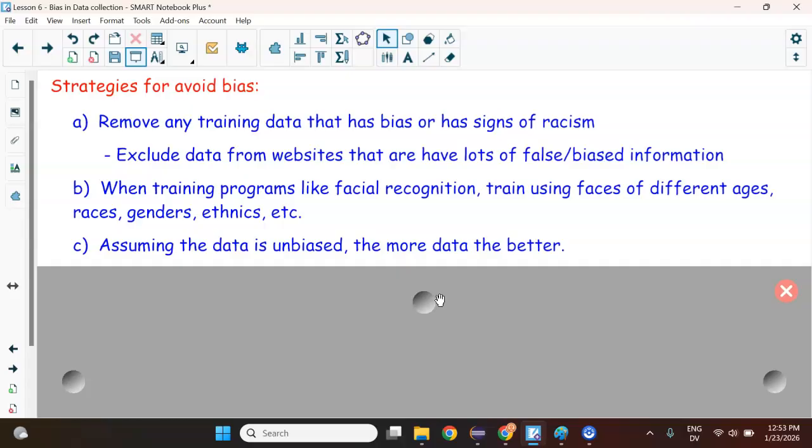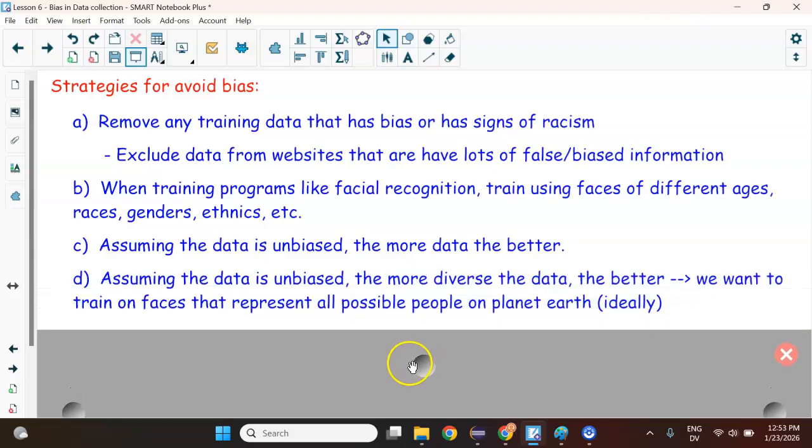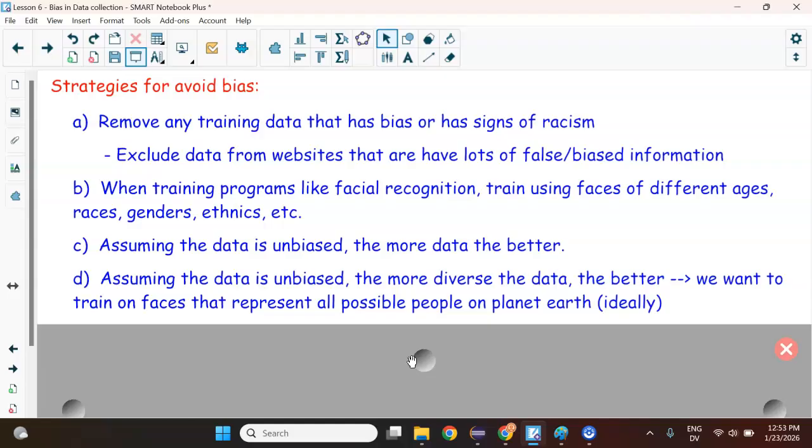The more faces you have, the better, assuming again that it's unbiased, like you have faces representative of all the people on Earth. Again, assuming it's not biased or racist or something like that, the more diverse, the better, right? We want to train on all different possible people from planet Earth. That would be the ideal. You're probably not going to get all 7 billion faces, but the subset of faces that you pick should represent all the different people on Earth, ideally.